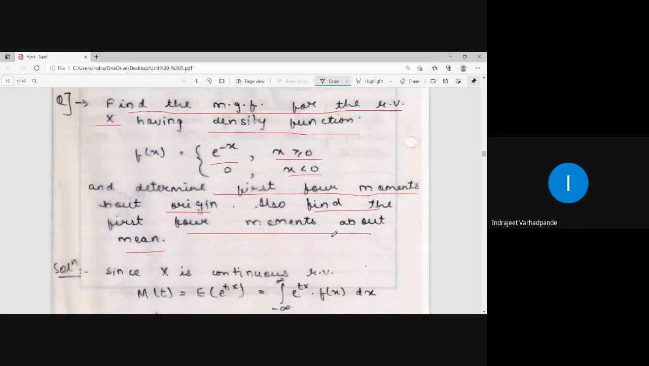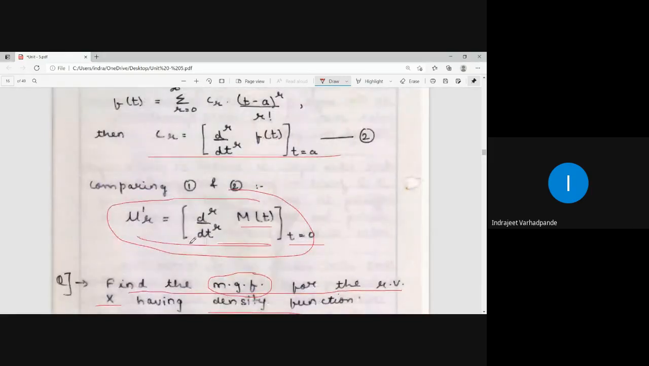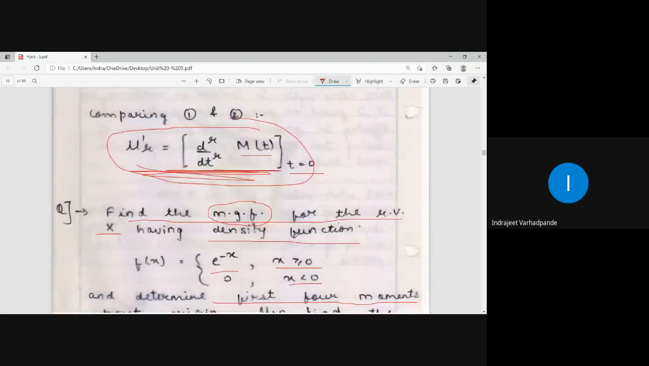The moments about mean are mu r, given by expectation of x minus mu whole to the power r, and mu r dash is nothing but the moments about origin, given by expectation of x to the power r. Find the moment generating function. Now we know that it is very simple from the moment generating function to calculate the moments about origin. This is the formula. If you differentiate the moment generating function that many times, you get the moments.